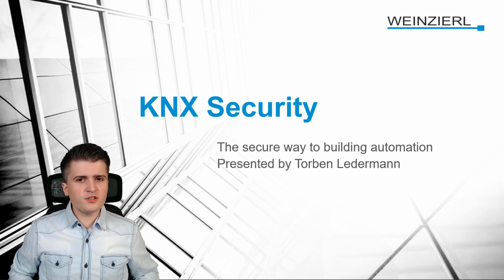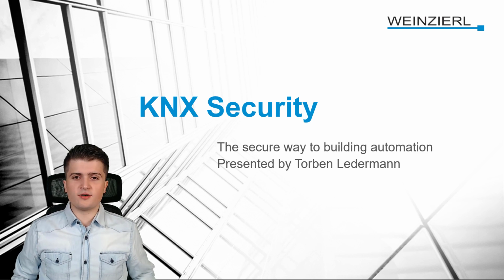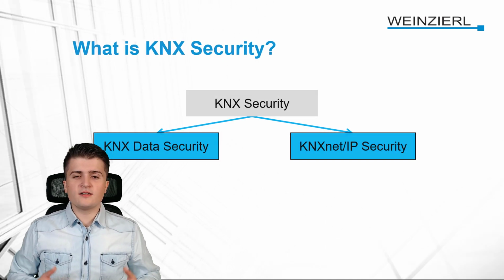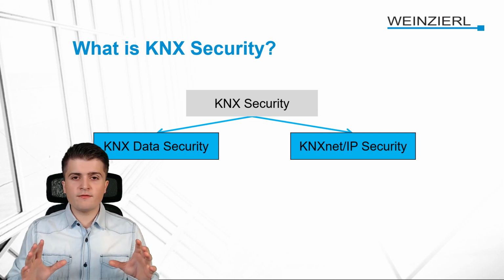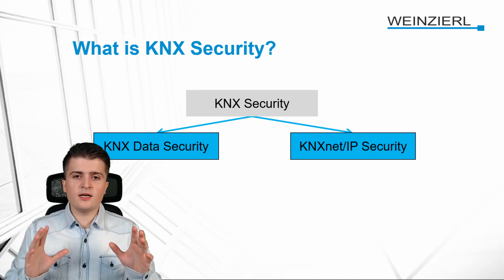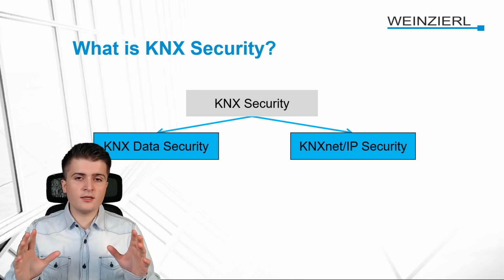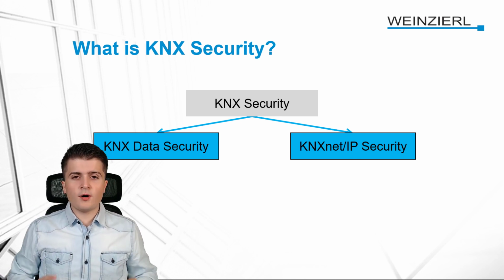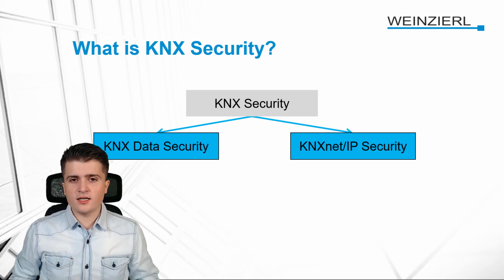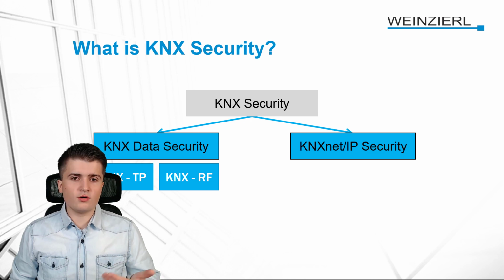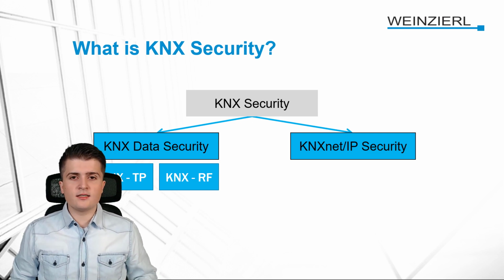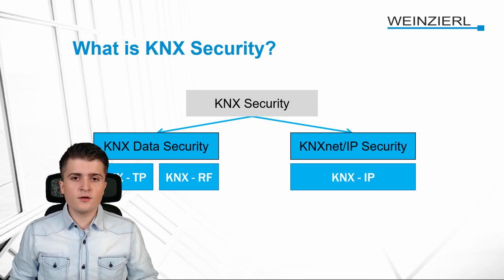So first of all, the question: what is KNX Security? Well, we can differentiate KNX Security into two parts. First of all, we have KNX Data Security, and then on the other side we have KNX NetIP Security. Both of them are for different media types, which means that KNX Data Security is used by KNX Twisted Pair and KNX RF, so radio frequency, while KNX NetIP Security is only used for KNX IP.